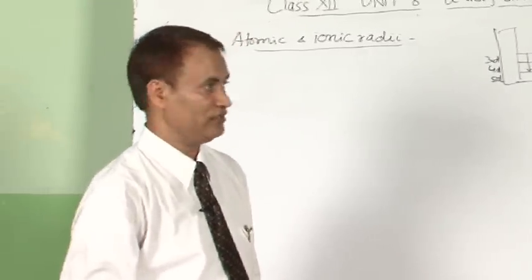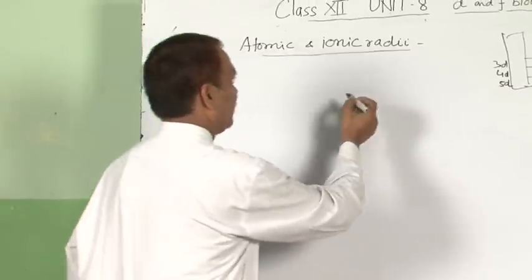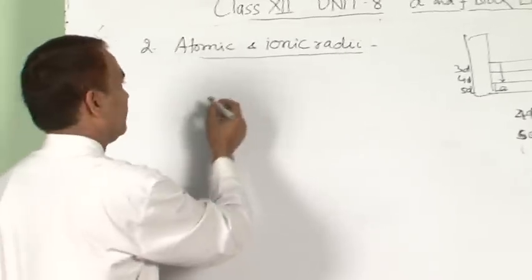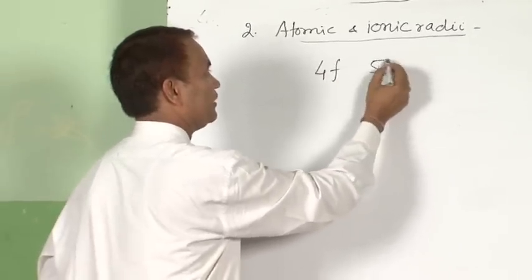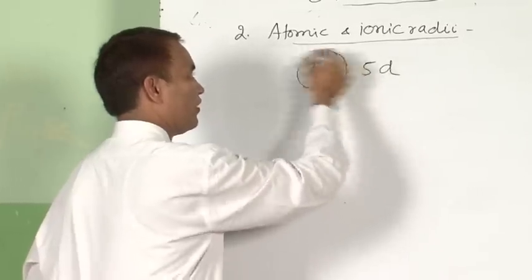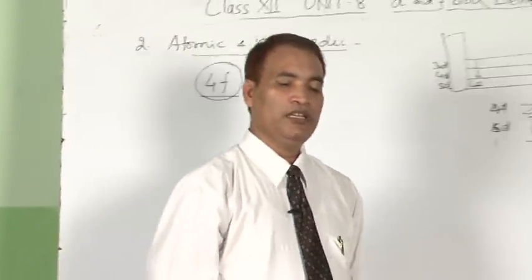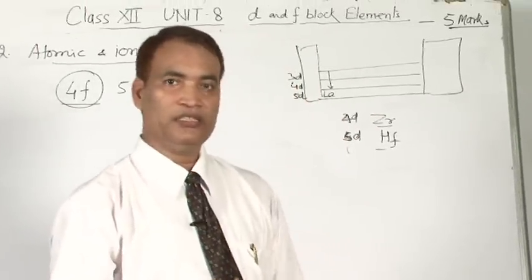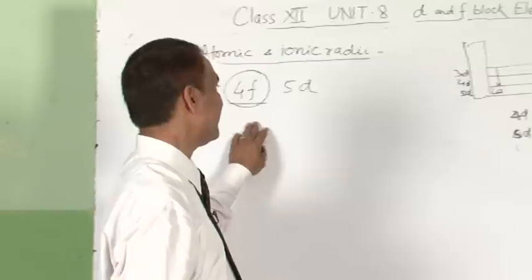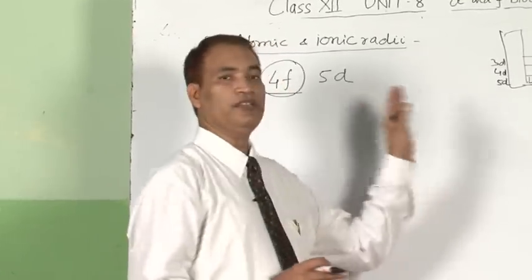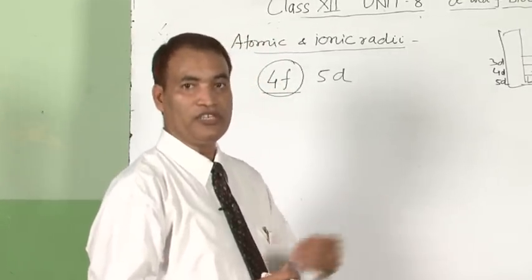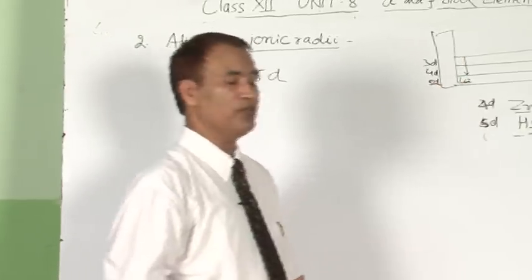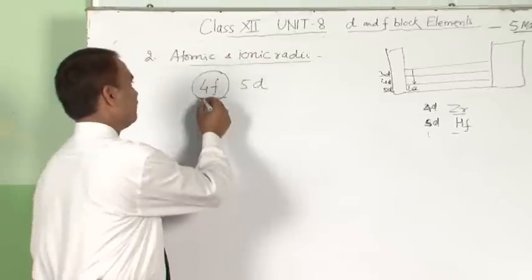What is lanthanide contraction? As you know, in the 5D series, after lanthanum, the 4f orbitals are filled before 5d. Due to the intervention of the 4f orbitals before 5d, the shielding is poor, so the effective nuclear charge increases. That's why the size decreases. And this size becomes similar to that of the 4D series due to the intervention of the 4f orbitals.